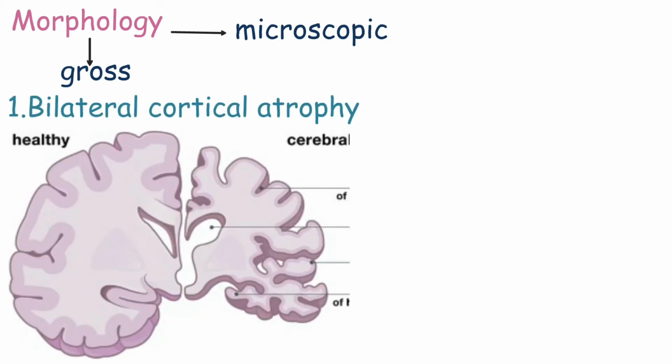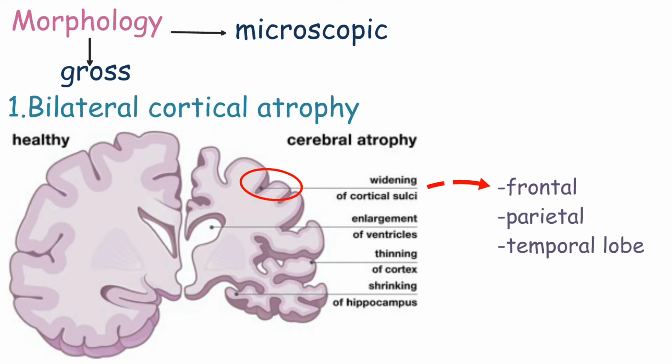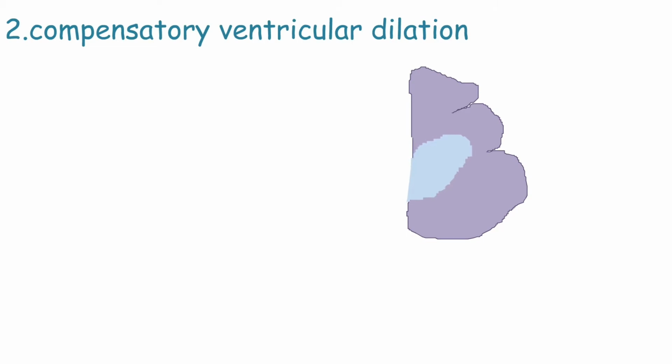bilateral cortical atrophy. It is because since it's a neurodegenerative disease, there is a decrease in the mass of neurons, which will ultimately lead to the atrophy of the cortex. Similarly, the bilateral cortical atrophy is also marked by widening of sulci, which is especially prominent in frontal, parietal, and temporal lobes. There is compensatory ventricular dilatation also, and the ventricular dilatation is secondary to the loss of parenchyma and brain volume.